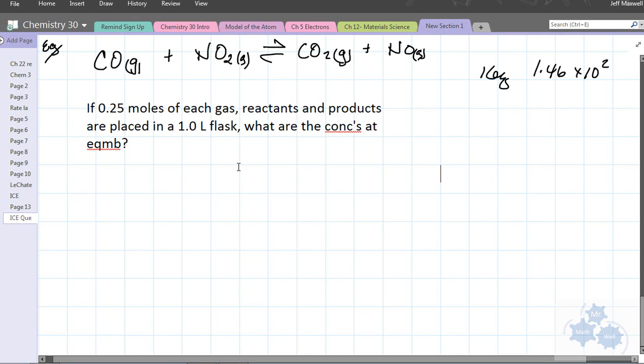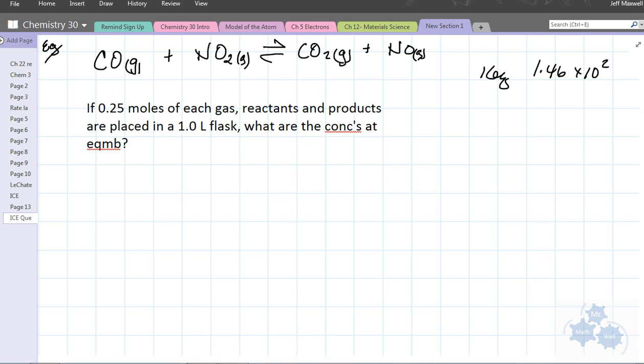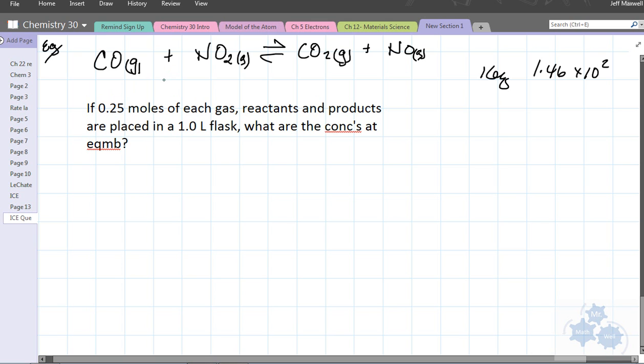So in this example here, this one is basically the third different kind of example that you might see on the ICE chart. Most of them were given the initial concentrations of reactants, and then we're asked to find how far this goes in the right direction before it starts coming back and establishing equilibrium, and then what are the final concentrations of everything. That's the first basic type of question.